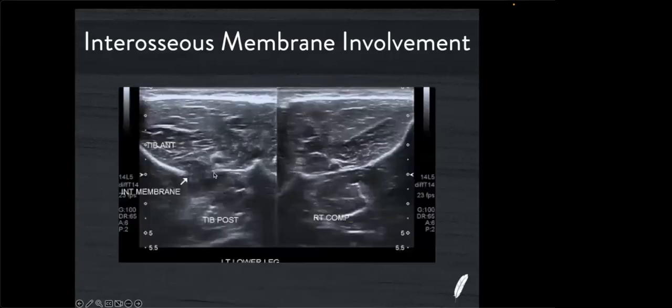And just to show that it isn't just a sleight of hand, you can see that this is the symptomatic side. We've got this clear gap here in the interosseous membrane. And on the asymptomatic side, we've got this beautiful, well-maintained, strong white line here of the interosseous membrane.